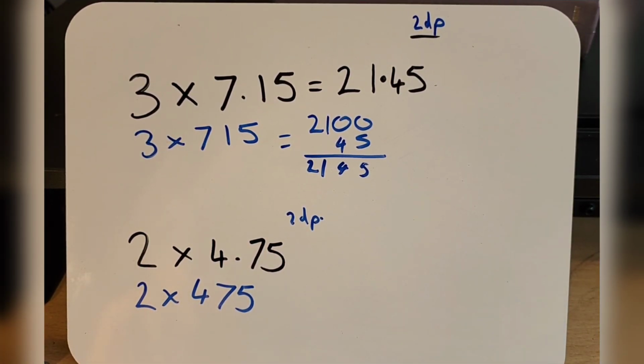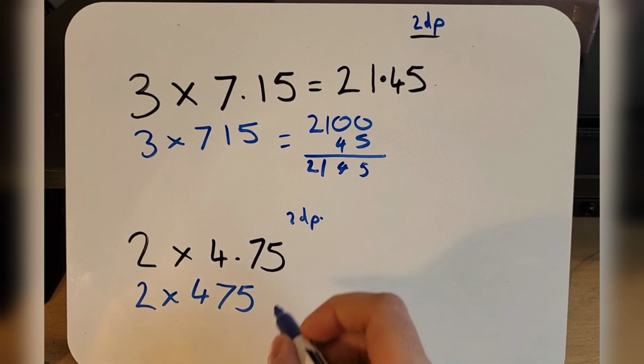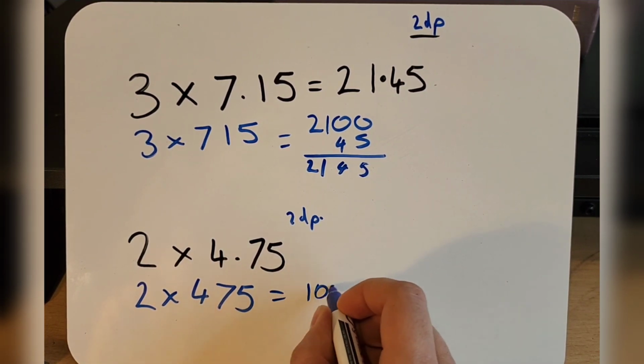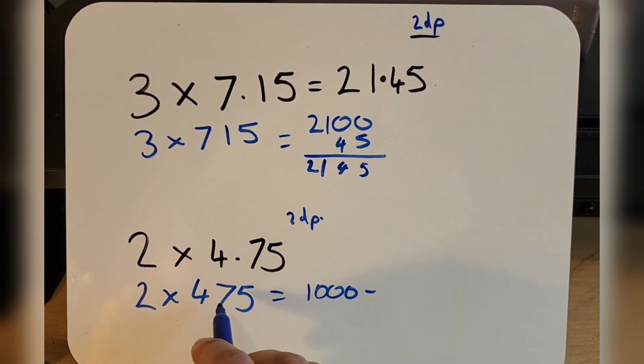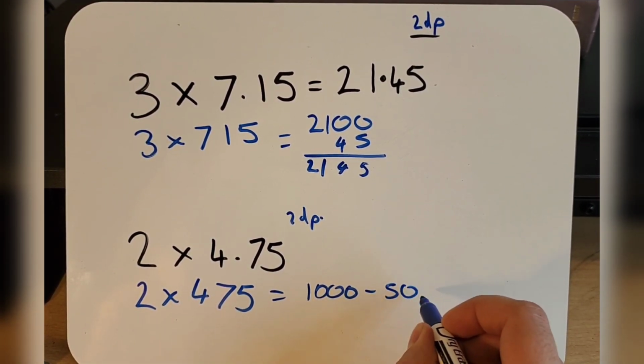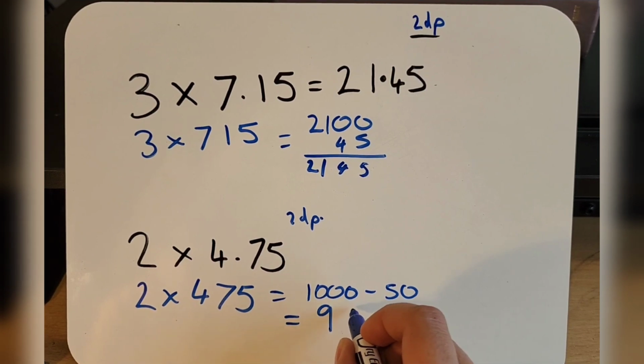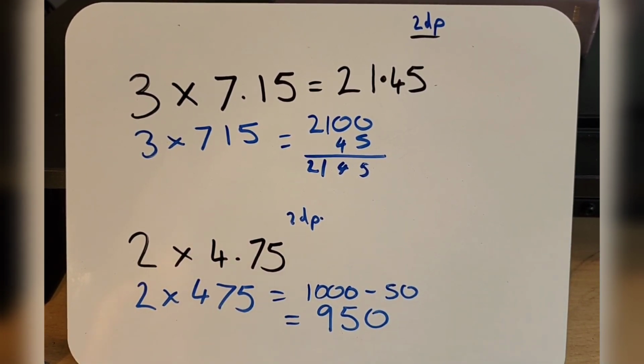Just like down here, what I would actually do is say, oh, this is 25 away from 500. So let's do 2 times 500 to give me 1,000, take away double the difference, which is 25 doubled is 50. And there we go, 950. Voila, there is my answer, 950.